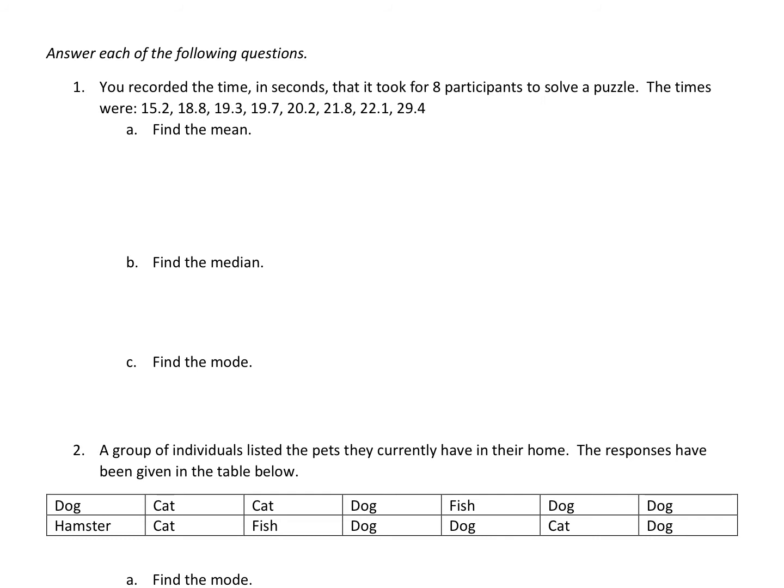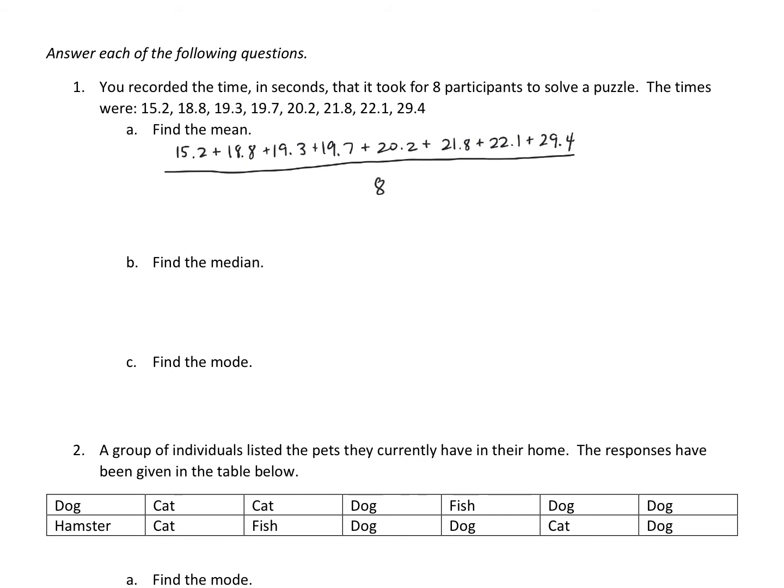For the mean, we simply need to add all of those up and then divide by 8 since there are 8 participants. So 15.2 plus 18.8 plus 19.3 plus 19.7 plus 20.2 plus 21.8 plus 22.1 plus 29.4, divided by 8.